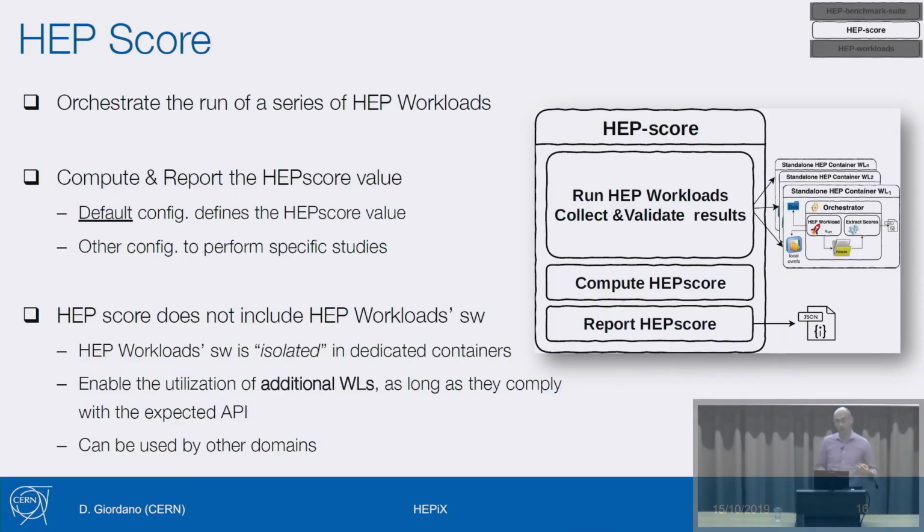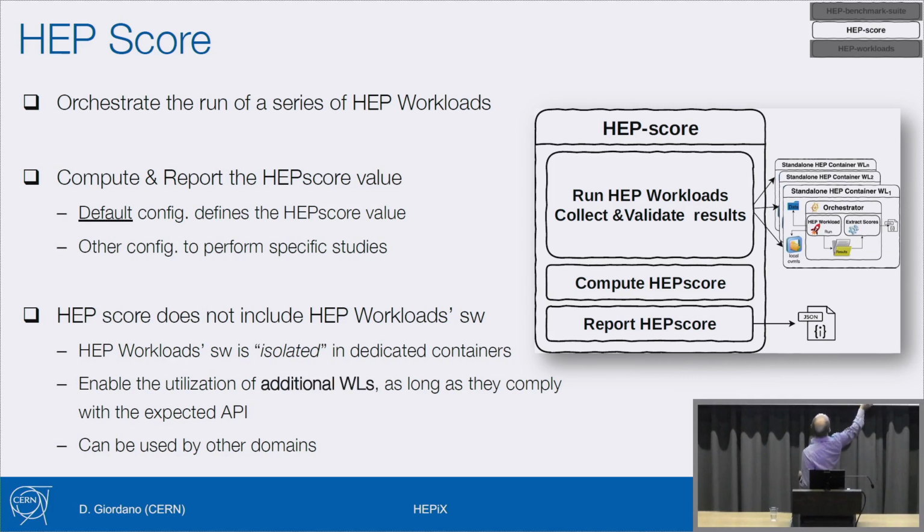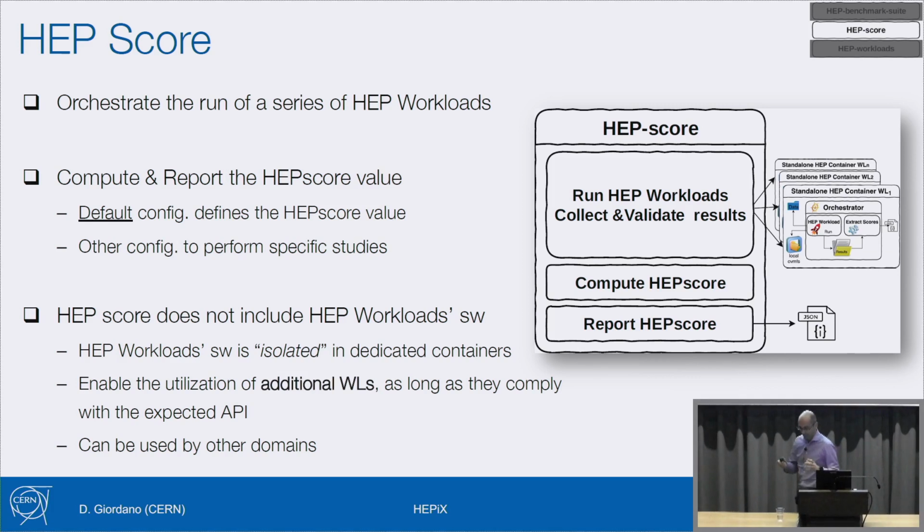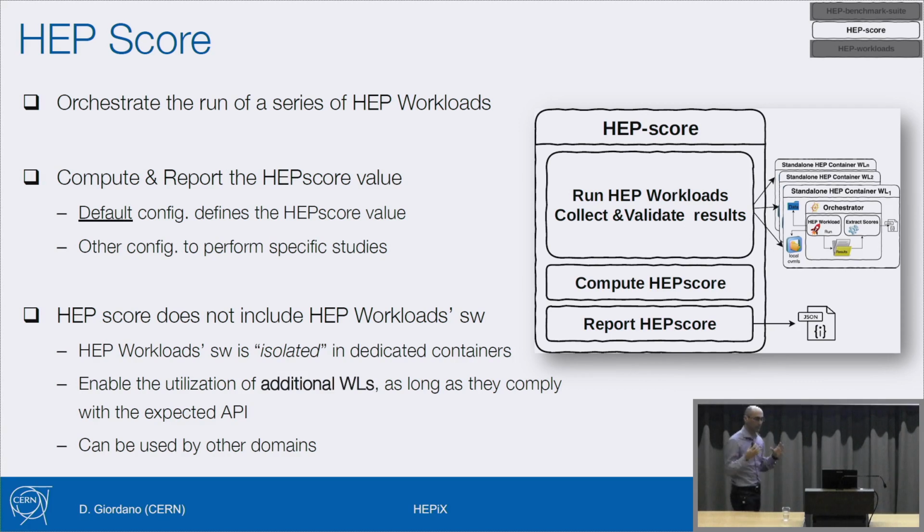So the second component, as I was mentioning, is the app score. This has the role of being configured to run a sequence of workloads, then knowing from those workloads where the information is, this JSON report, then computing a final score based on that JSON report, and then producing a report. So this is a sort of orchestrator of each individual workload.